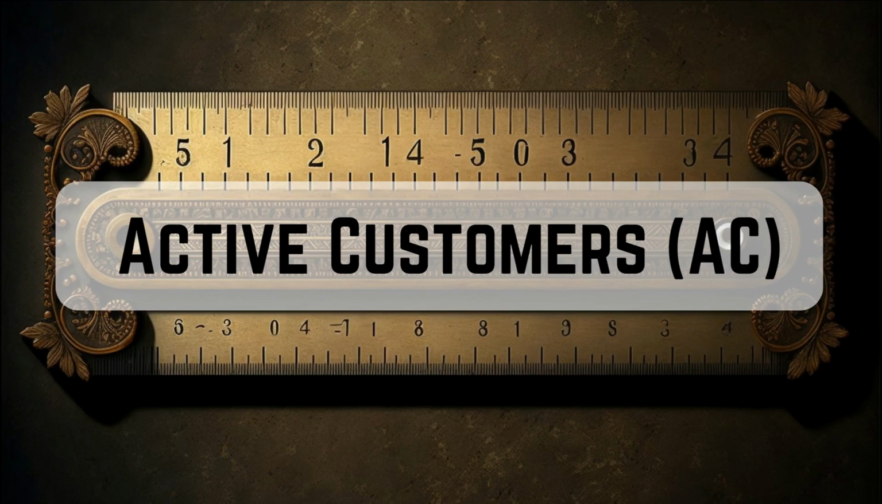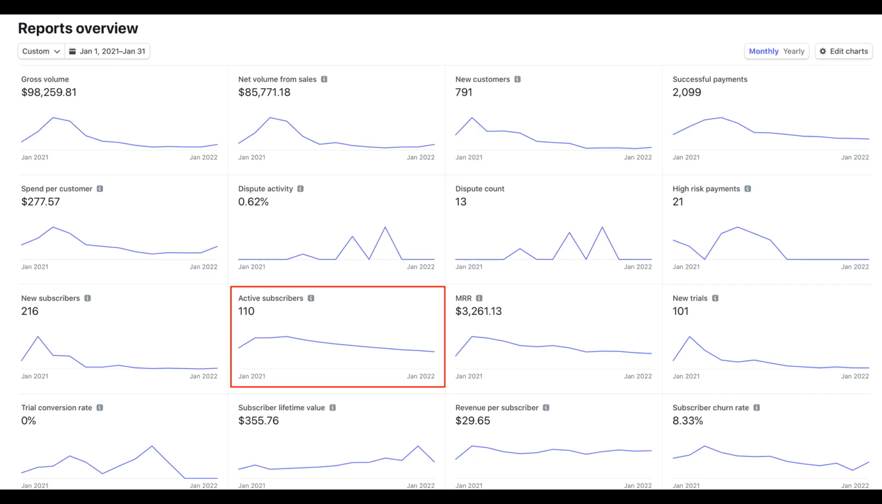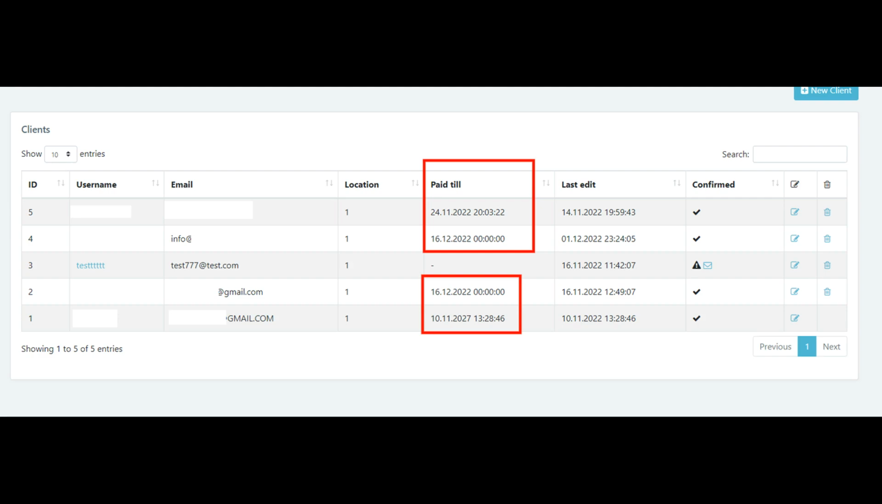Active customers, AC, is an active user base that makes money for the business every month. If we are talking about subscriptions, then this is everyone who paid money. It does not matter what tariff the client uses for using the features or services of your business.